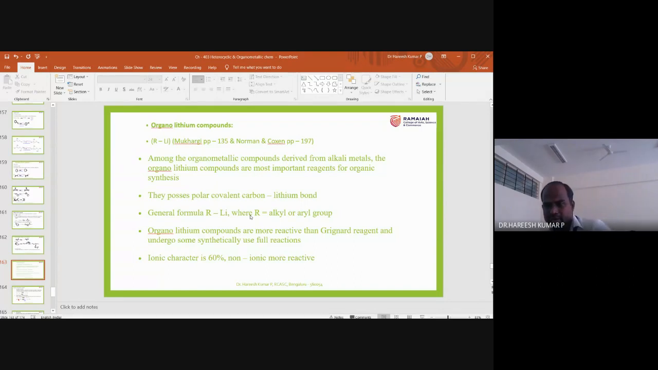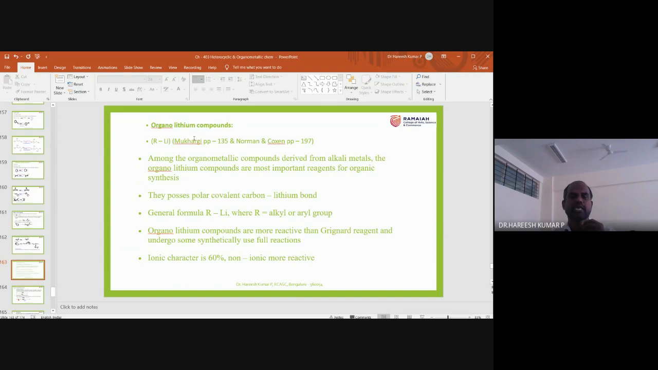Okay, in our last class we discussed organozinc compounds, their preparation and their application in organic synthesis. So today we will discuss organolithium compounds. Organolithium means a carbon is bonded with lithium.